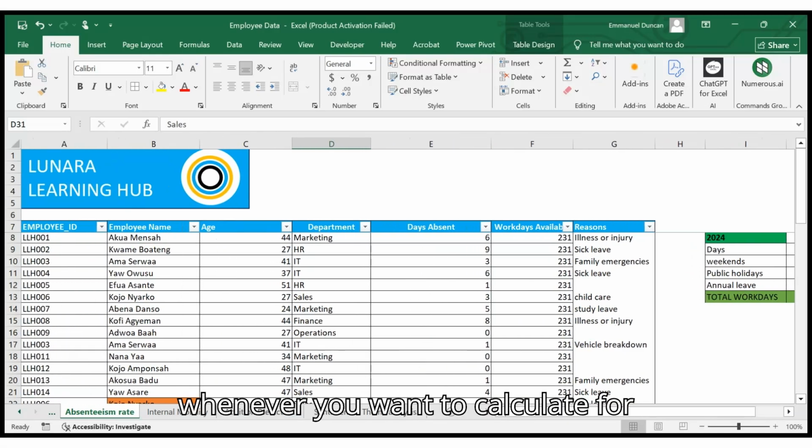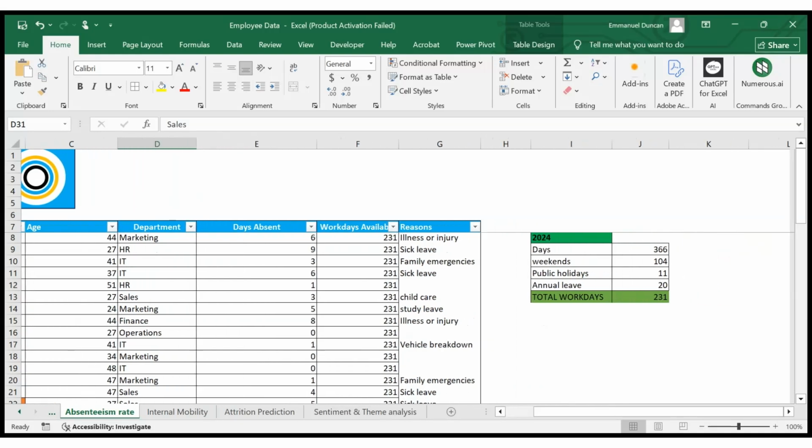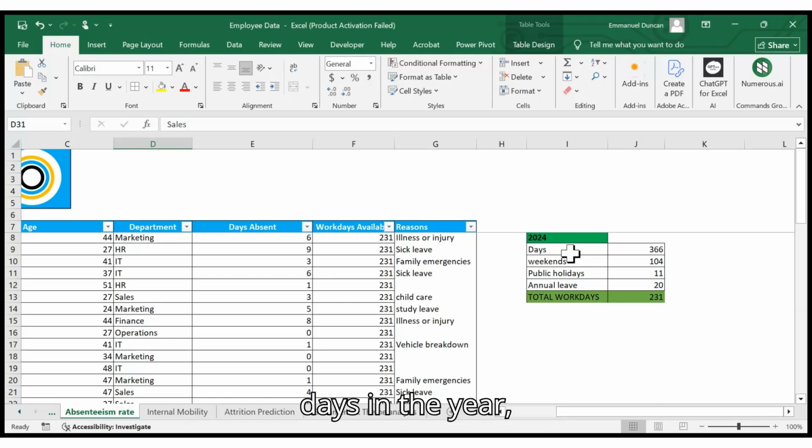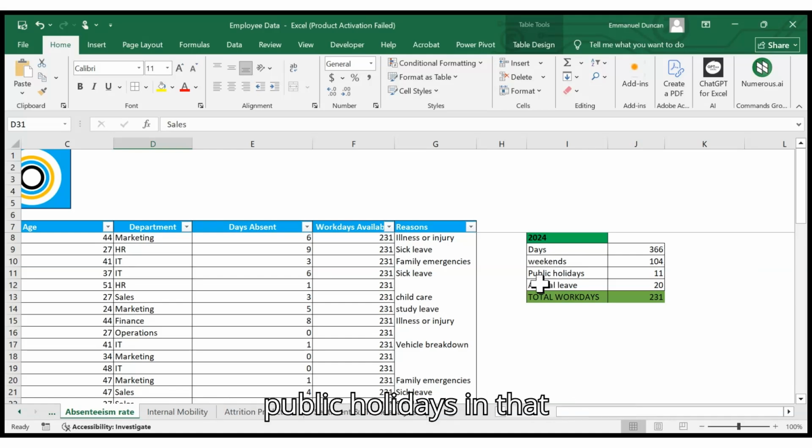And whenever you want to calculate your absenteeism rate, you need to consider the total days in the year, the total number of weekends, the public holidays in that year, and the annual leave which is entitled to the employee. So here you could have your small table alongside your calculation. This data set ranges from the year 2024, so we are calculating the absenteeism rates for employees in the year 2024.